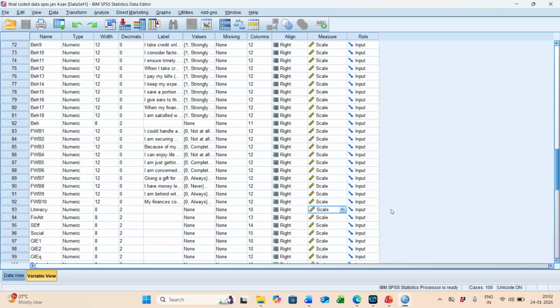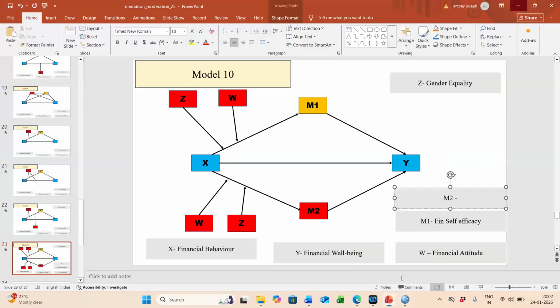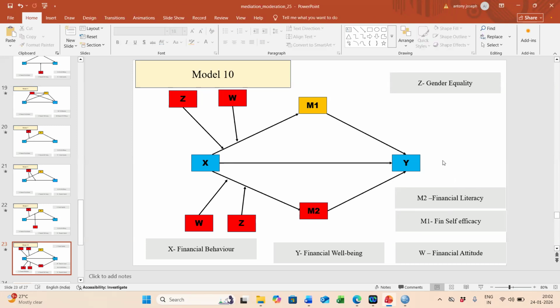This is for the sake of saving time. Don't feel that this is the way in which the nature of data is being changed. So M2 is financial literacy. Remember the variables.